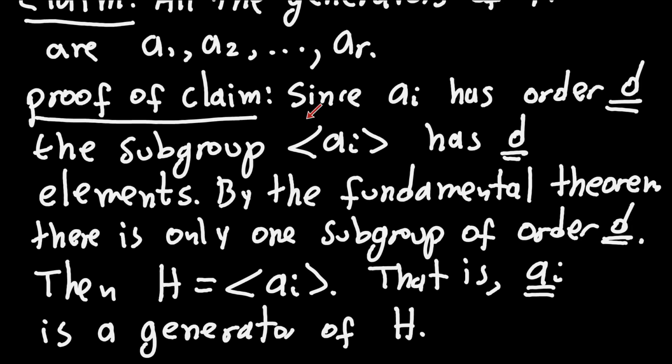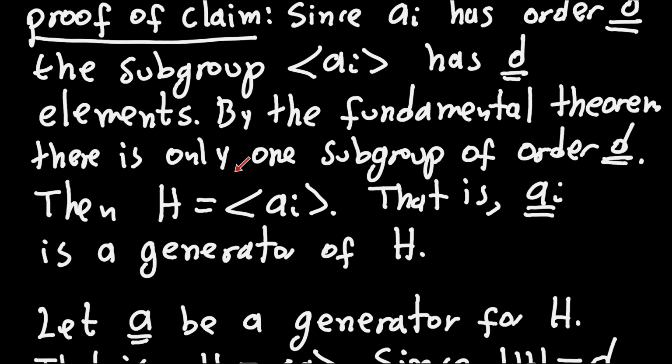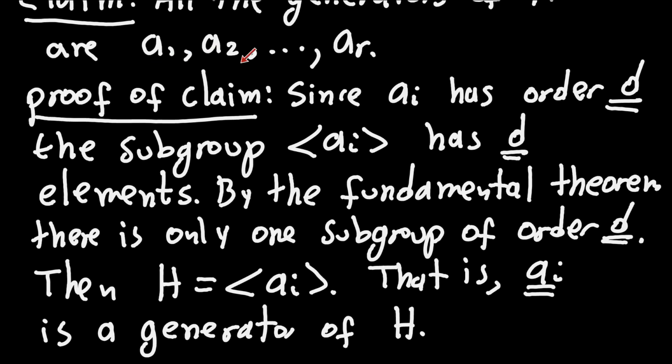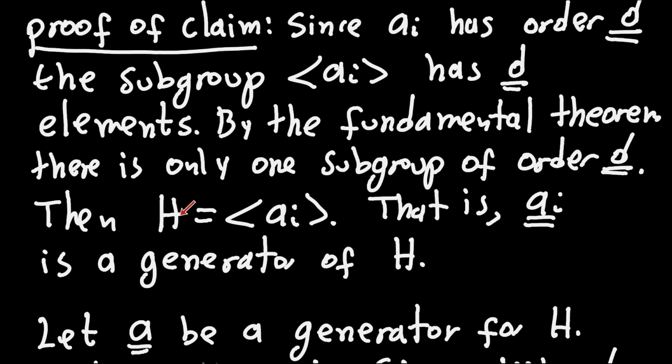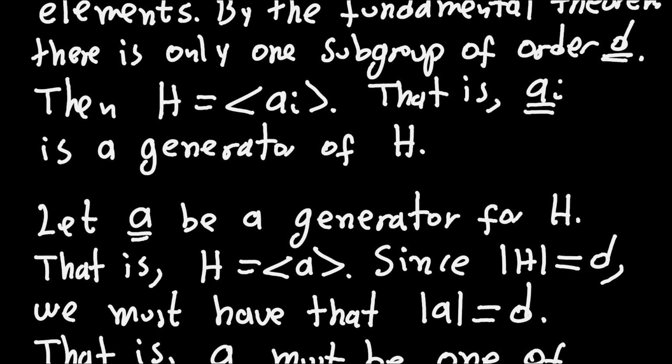If you have an element of order D, the subgroup generated by that element has order D. By the fundamental theorem, there is only one subgroup of order D, and we know which one that is, H. So H has to be this one. Now this means that an arbitrary element from this list is a generator of H. That is, a_i is a generator of H. That's not the end. I also need to prove that if I have a generator of H, then it has to be one of this.